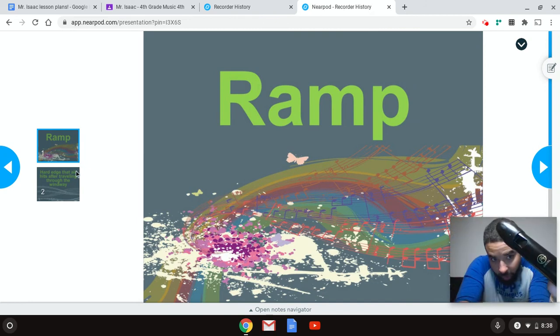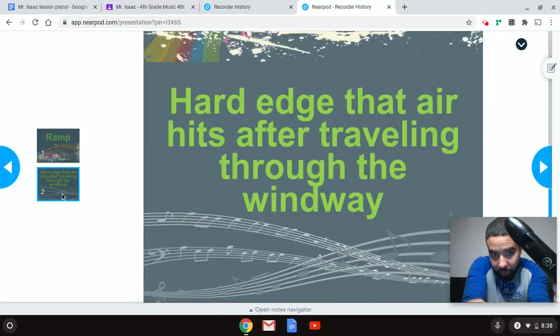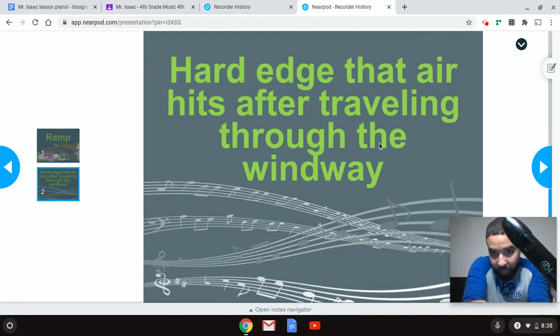This is the hard edge that air travels through. Air comes out of this, it whistles through, and it helps make the accurate pitch. You can see here the hard edge that air hits after traveling through the windway, and this is the windway right here. This little small area is where the wind goes through. They call it the windway.